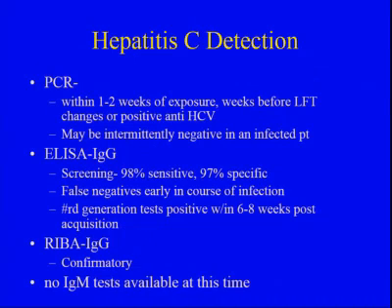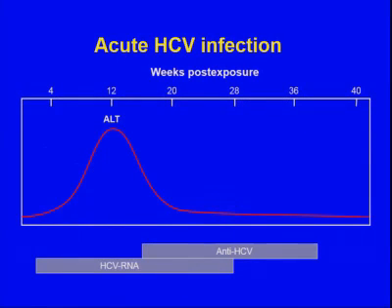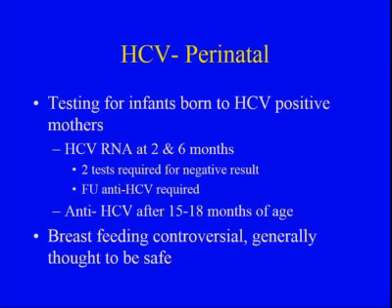How do you detect it? With a PCR test. ELISA is highly sensitive and specific. The RIBA test is confirmatory. There's no IgM tests. Keep in mind that your antibody is not protective in any way. How you would know somebody resolved their infection is if their hepatitis C virus RNA became negative and then stayed persistently negative.